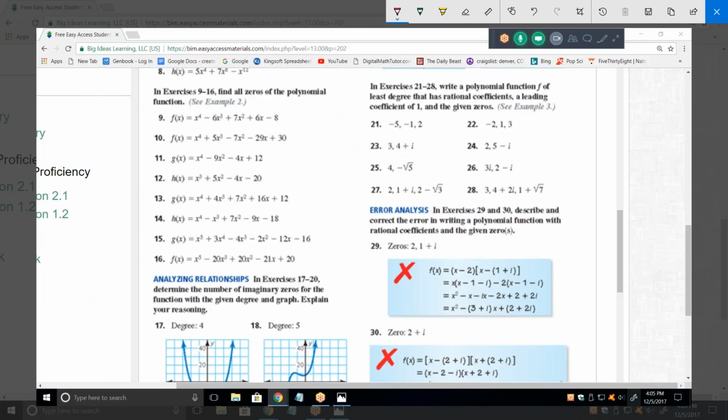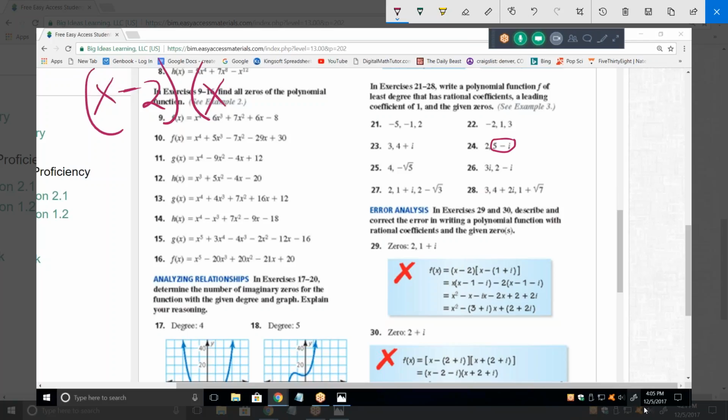Do you want to do 24 or do you want to go to 25? 24. Okay. So tell me my factor. So x minus 2. x minus 5. And that's one factor.